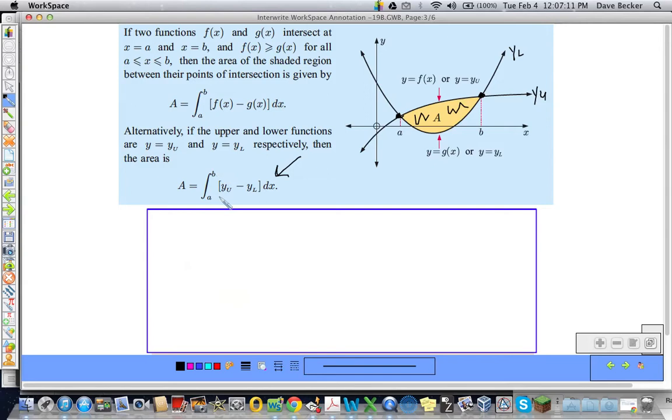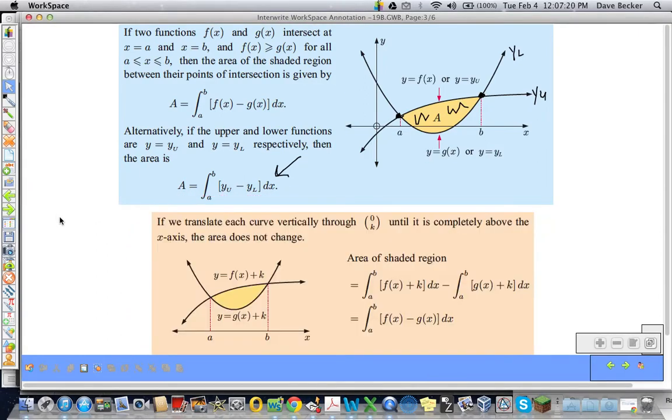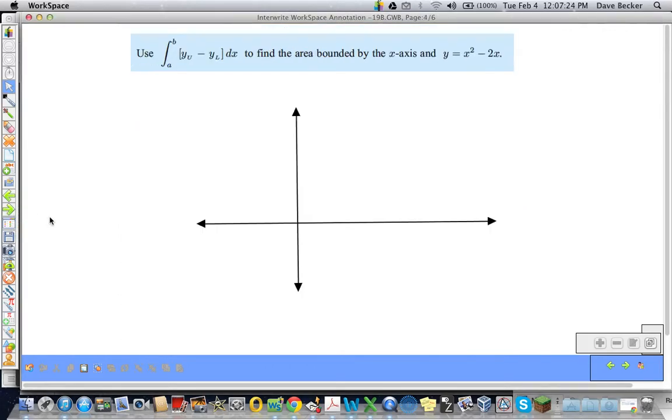So all we have to do is integrate the difference. That's all we have to do. And right here I have X'd off a nice little proof that you can pause and look through if you want. But we're going to get right to the example, shall we? So let's use the integral from a to b of y sub u minus y sub L dx, the upper curve minus the lower curve, upper function minus lower function, however you want to think about it, to find the area bounded by the x-axis and y equals x squared minus 2x.